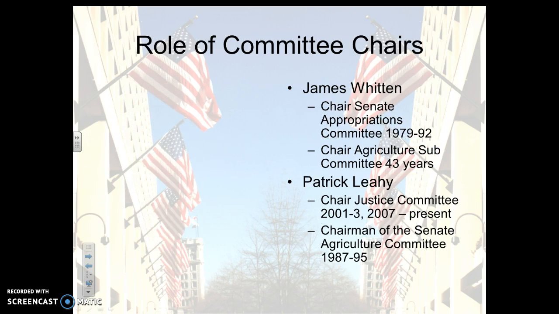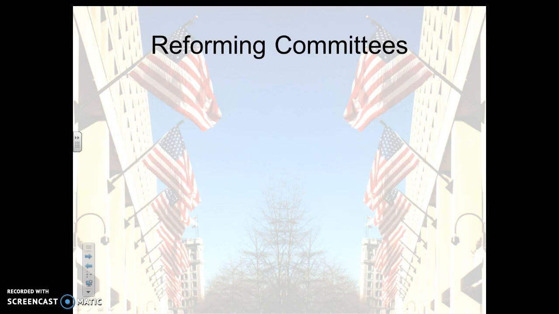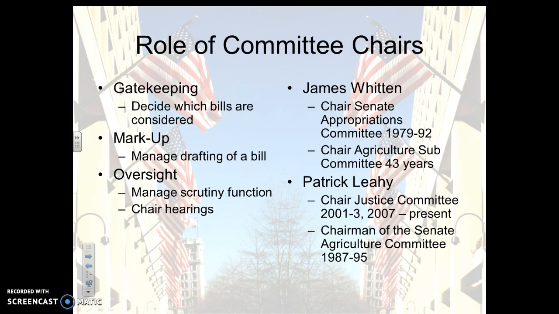More things that committee chairs do. If we look at this, we talk about gatekeeping. They decide which bills are considered. They look at the drafting of a bill, and they manage the scrutiny function as well. So, I mean, what we're seeing here is that chairmen are incredibly powerful.